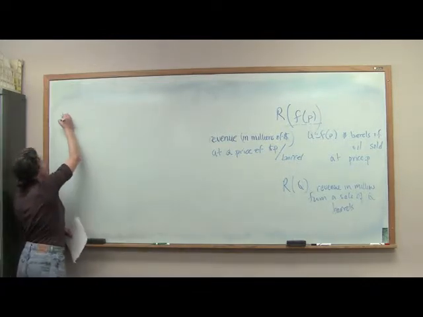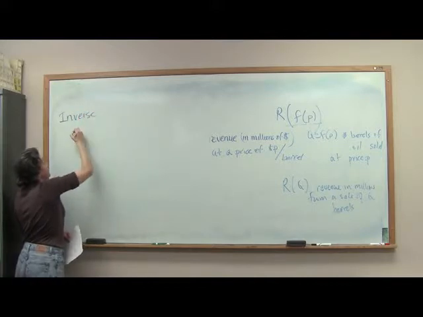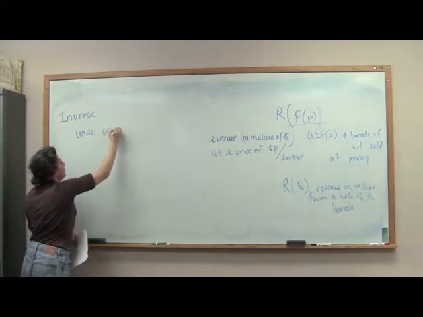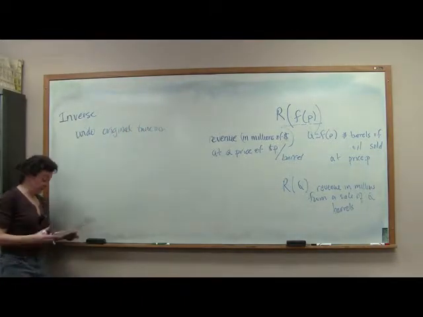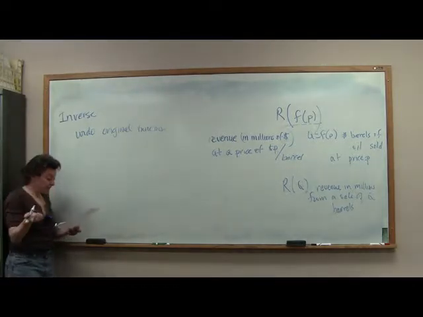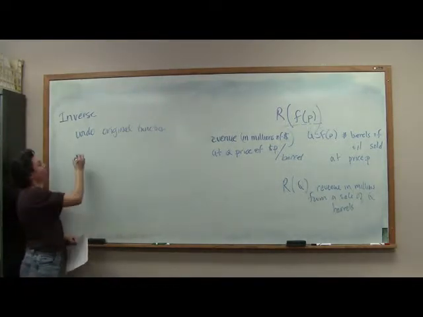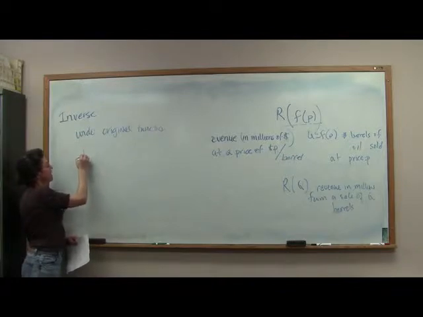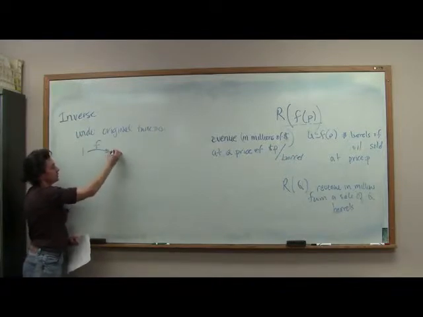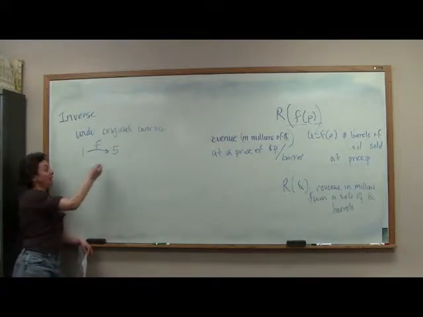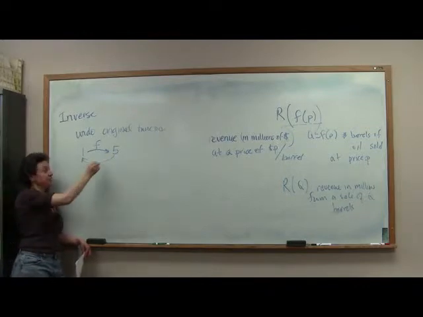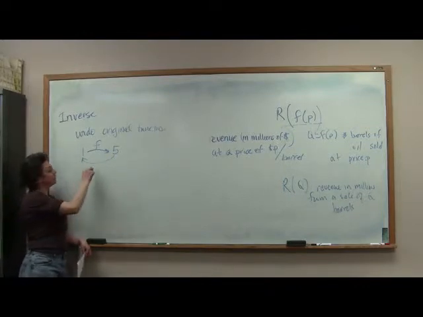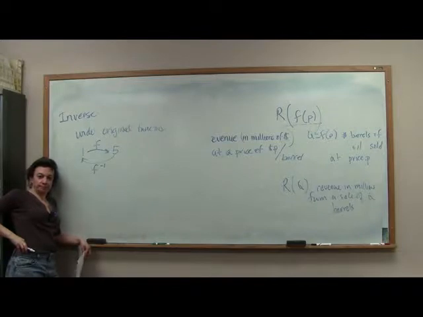So the key thing to remember with your inverse functions is they undo your original function. Now there's a lot to say here with inverse functions. So for example, if my function takes 1 to say 5, my inverse is going to take 5 and bring him right back to where I started. Okay, it's just undoing it. Our notation for inverse functions is essentially f to the negative 1 power.